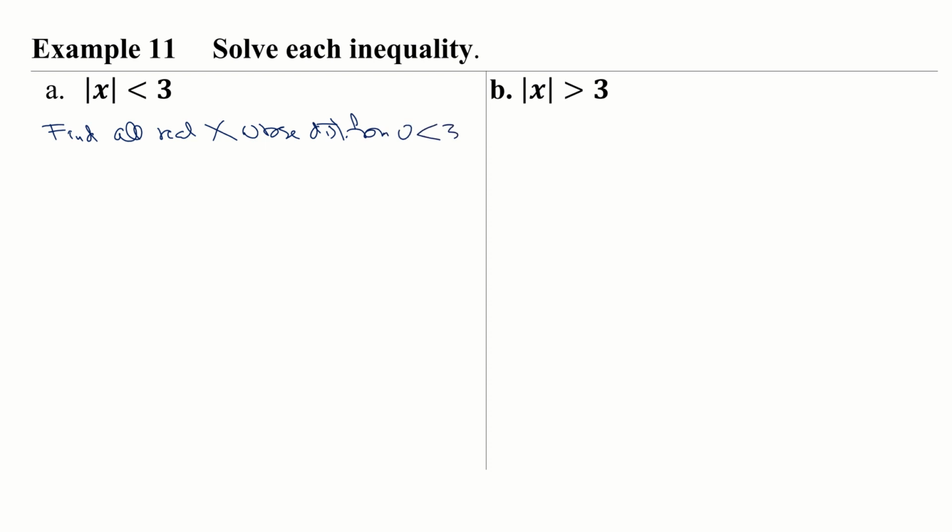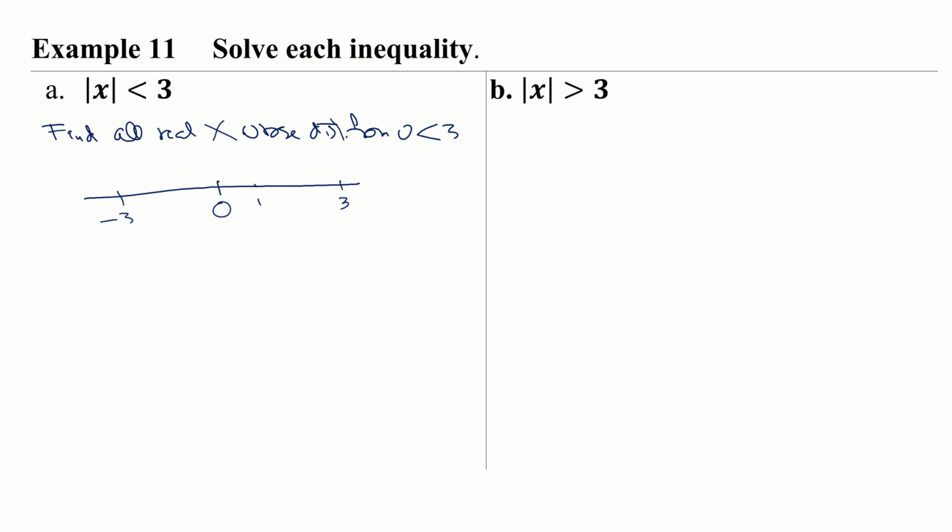Okay, so let's take a look. Here's 0. I know that 3 and negative 3 are exactly 3 units away, right? Their distance is exactly 3. So if I want the numbers whose distance is less than 3, think of it. What numbers would they be? Like, would 1 satisfy this? Of course, right?